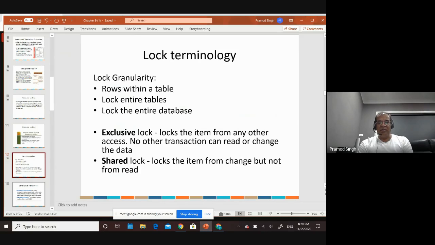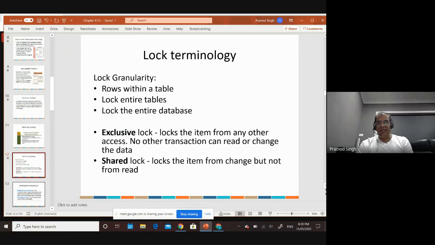A lower level of that is at the table level. So if there are multiple tables, you can lock the table which you are reading. That also makes it a little bit inefficient. A better and quite efficient way of doing it is row level locking. So just lock the row which you read or which you are going to modify.